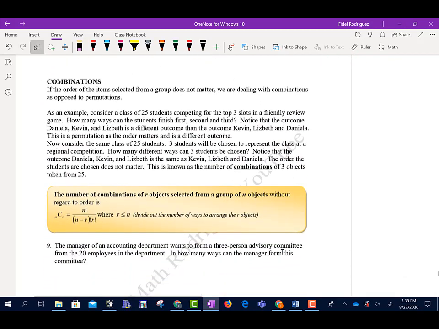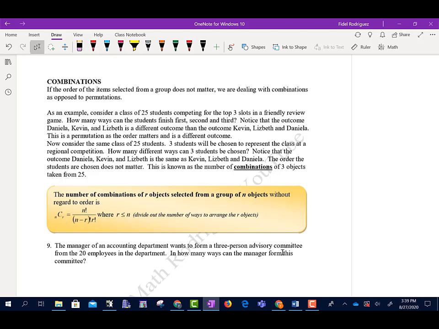Okay. So now we have something called combinations. It says if the order of the items selected from a group does not matter, we're dealing with combinations as opposed to permutations. So guys, permutation, the order is important. Combination, the order is not important.